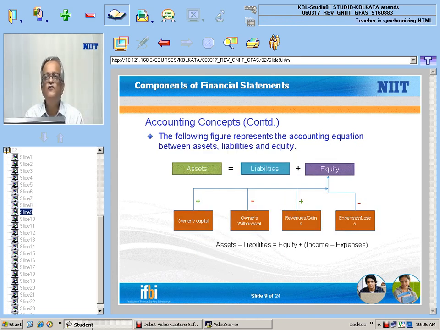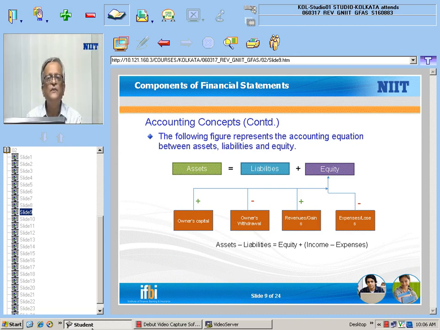The following figure represents the accounting equation between assets, liability and equity. As you can see, asset is equal to liabilities plus equity. Now, equity means the owner's funds, the money which has been given by the owners. So you can see here, owner's capital minus owner's withdrawal. If the owner has withdrawn any money during the accounting year, then that is debited, reduced, plus gain. Any gain or profit which is there is added, and any expense which is there is reduced.